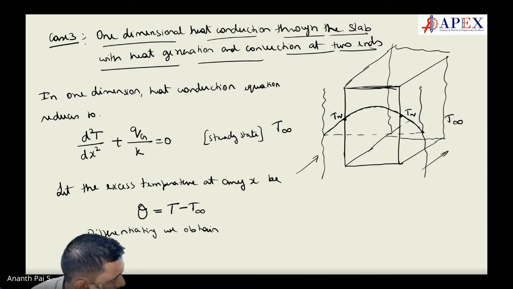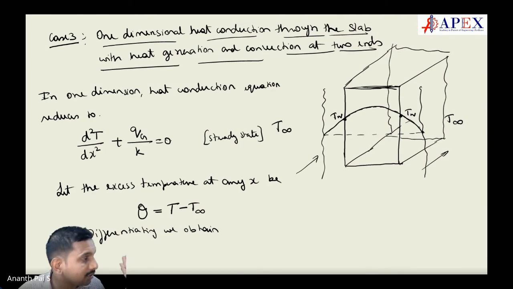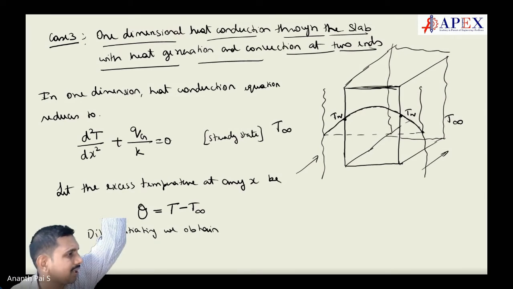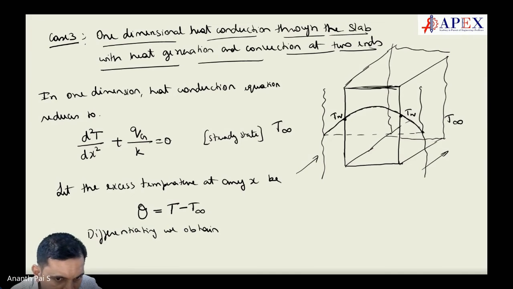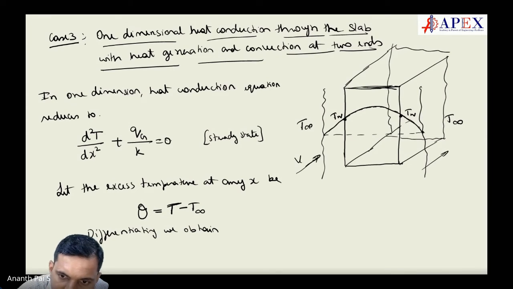Huh? What is this? We don't know what is the world temperature. We are saying let us define something called excess temperature. Excess temperature means it is the temperature above T infinity. This is the local temperature. This is the temperature of the surroundings. This is convection. This is velocity, which is going here. Fine. This is the surrounding, right? Convection is happening.